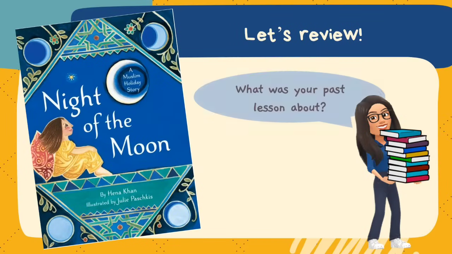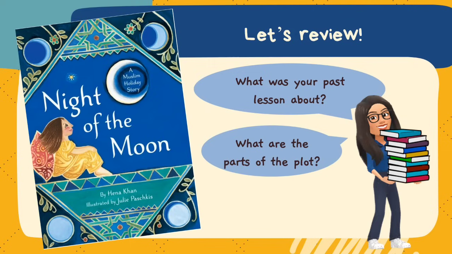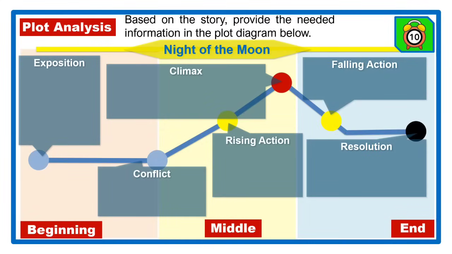Let's review. What was your past lesson about? What are the parts of the plot? Here are the parts of the plot that we discussed in our previous lesson: exposition, conflict, rising action, climax, falling action, and resolution. We had also the story Night of the Moon.